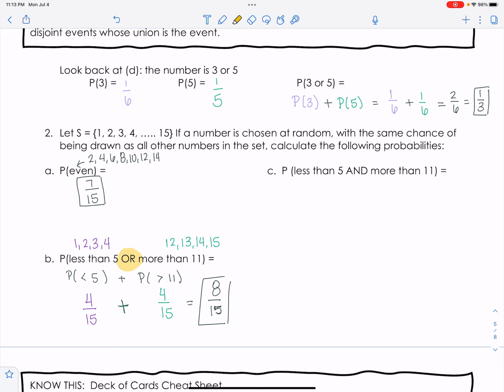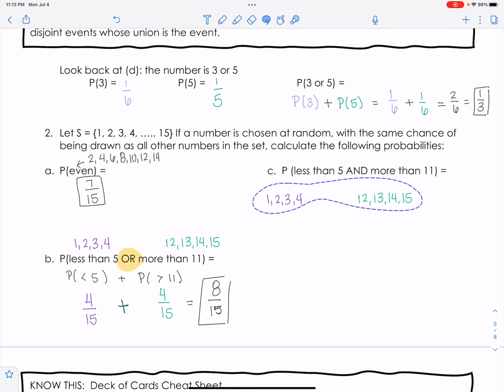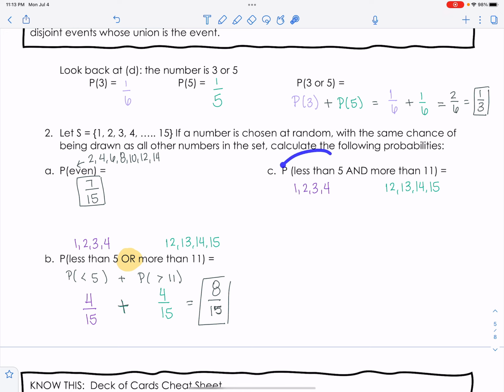And so with the probability of less than 5 and more than 11, there has to be a number that satisfies both conditions. So I have my same scenario in terms of the same numbers. However, there is not a number that is both less than 5 and also more than 11. And so my probability for that one is going to be 0 out of 15 or 0.